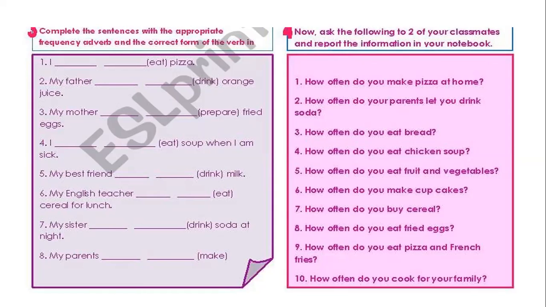So I would like to know if you have questions. Me gustaría saber si tenemos preguntas acerca del ejercicio.